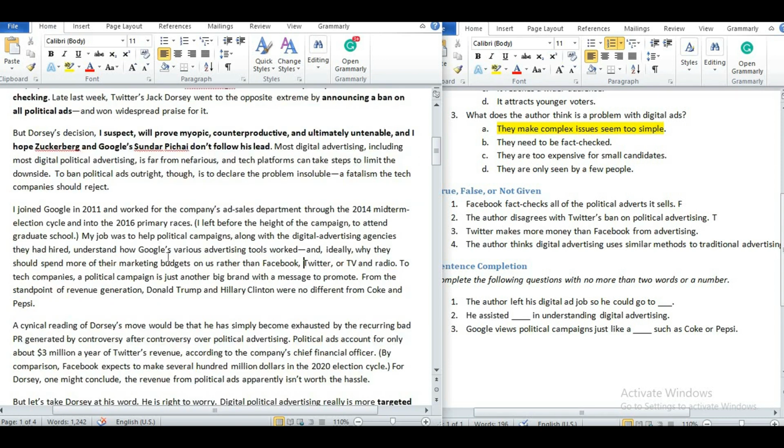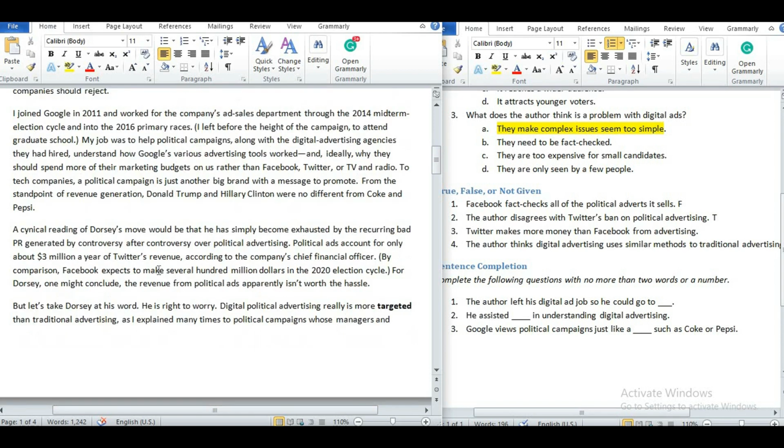We can find marketing budgets here, but this is not the right part. If we look a little further more, we can see this phrase here, Twitter's revenue. And then soon after we can see Facebook and several $100 million. So it's safe to assume that this is the right part. We've got Twitter, we've got Facebook, we've got money, and of course there's reference to advertising we can see up here. So we have to read a little more carefully.